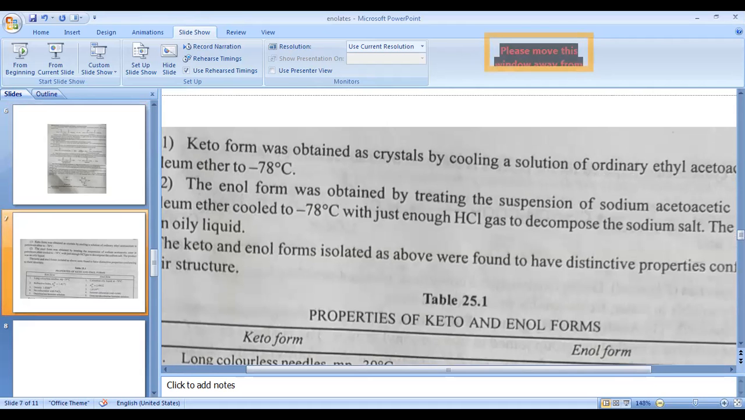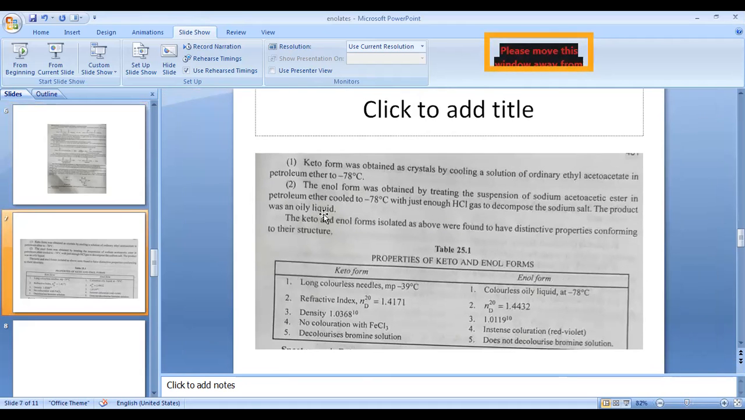The keto form was obtained by cooling a solution of ordinary ethyl acetoacetate in petroleum ether. If you want to isolate the keto form, it is obtained as crystals by cooling a solution of ordinary acetoacetic ester in petroleum ether at -78 degrees centigrade. The enol form was obtained by treating a suspension of sodium acetoacetic ester in petroleum ether at -78 degrees with just enough HCl gas to decompose the sodium salt.